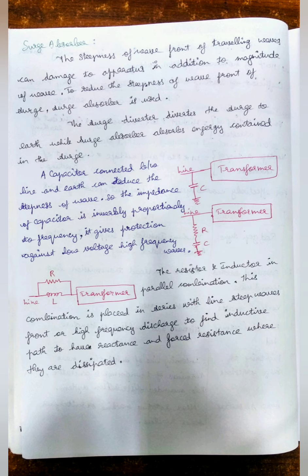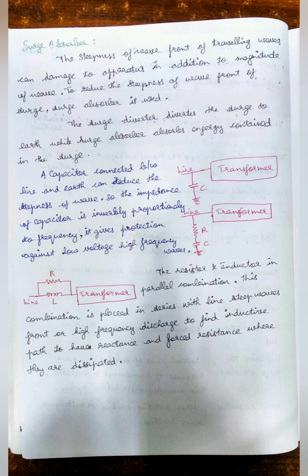This combination is placed in series with the line, stepping the wave front, or a high frequency discharge, to find an inductive path to have a reactance and force it to the resistor where it is dissipated. So these are all the common things: how the surge absorbers are working, and what connections need to be done for surge arresters.